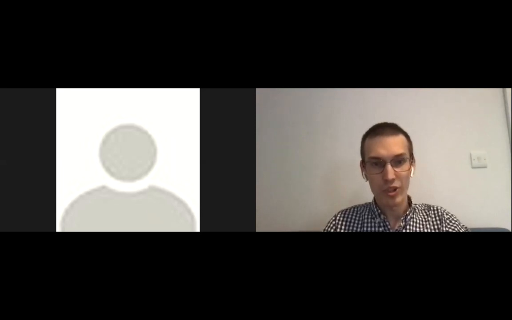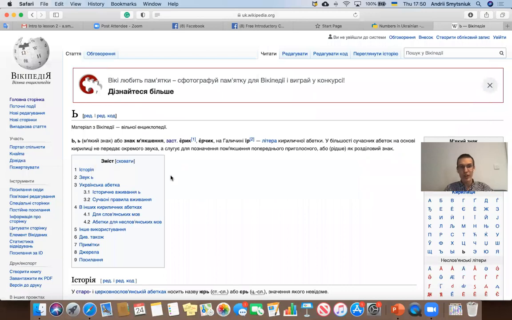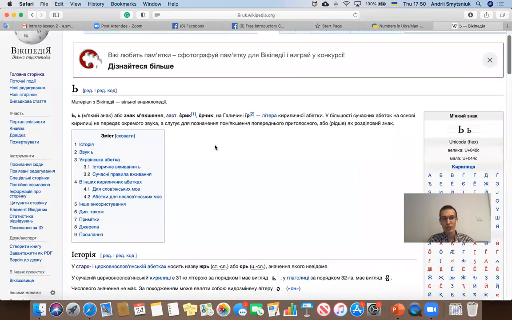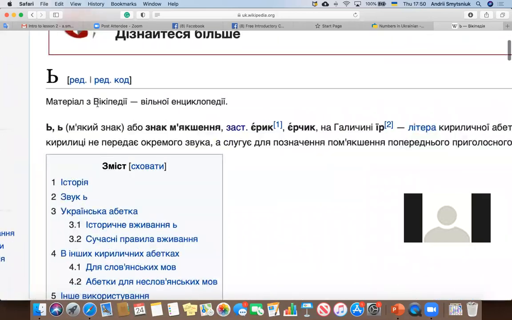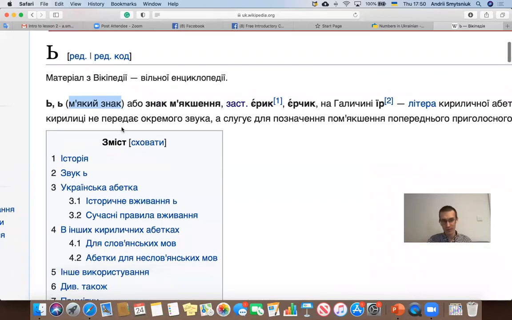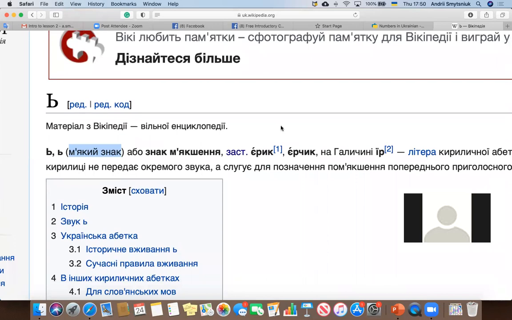Okay. Well, let me share my screen with you then. I hope that you will see it better now. So, for example, if we go here, to the Ukrainian Wikipedia page, you can see this is how it's spelled. Yeah, thank you.